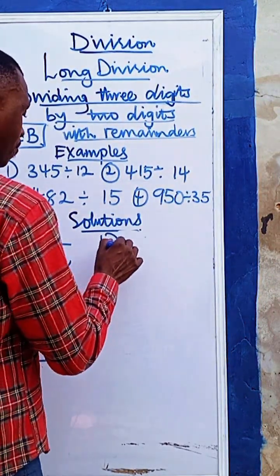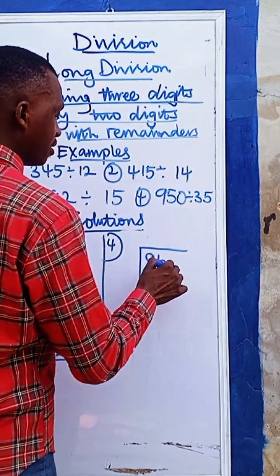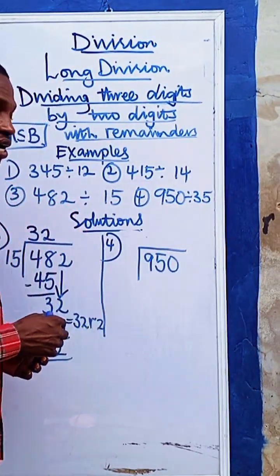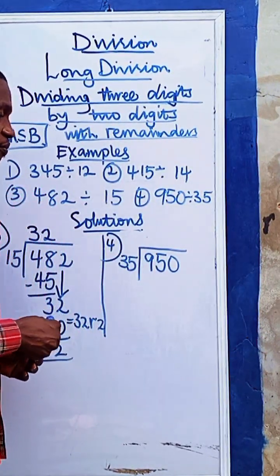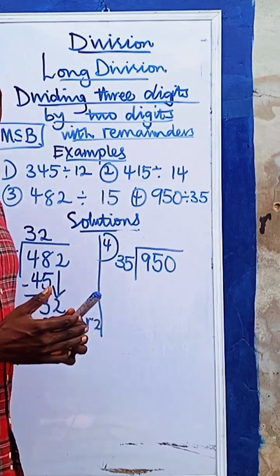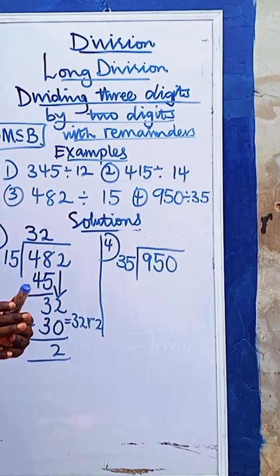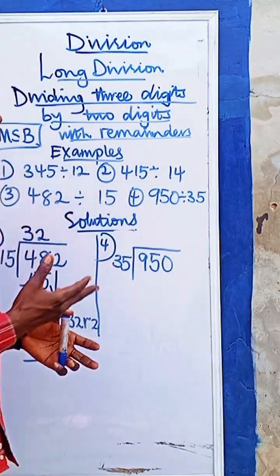Okay. Now number 4. We have the dividend 950. Then we have the divisor 35. Now let's take it easy peasy. How do we solve this now? Let's follow the order as we have started with. The next thing to do is to take our DMSB, our division first.